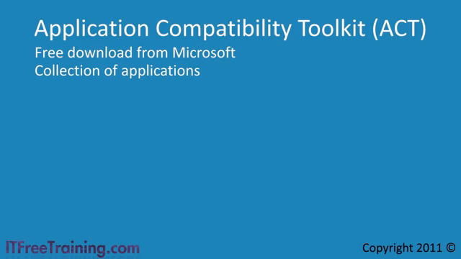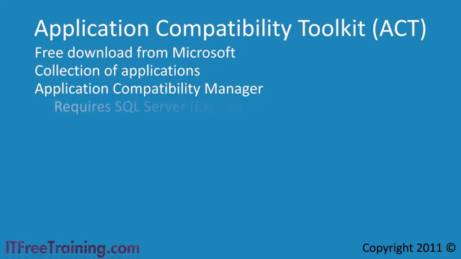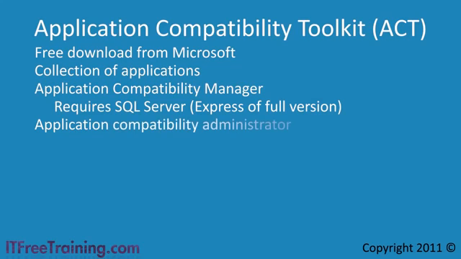The main tool included is the Application Compatibility Manager. This tool allows you to collect information from your network about what applications are running and what compatibility problems you may have when upgrading to Windows 7. This tool does require that you have either a SQL Server on your network or the SQL Express edition installed locally. The next tool is the Application Compatibility Administrator. This tool contains a collection of fixes you can apply to allow old applications to run under Windows 7.